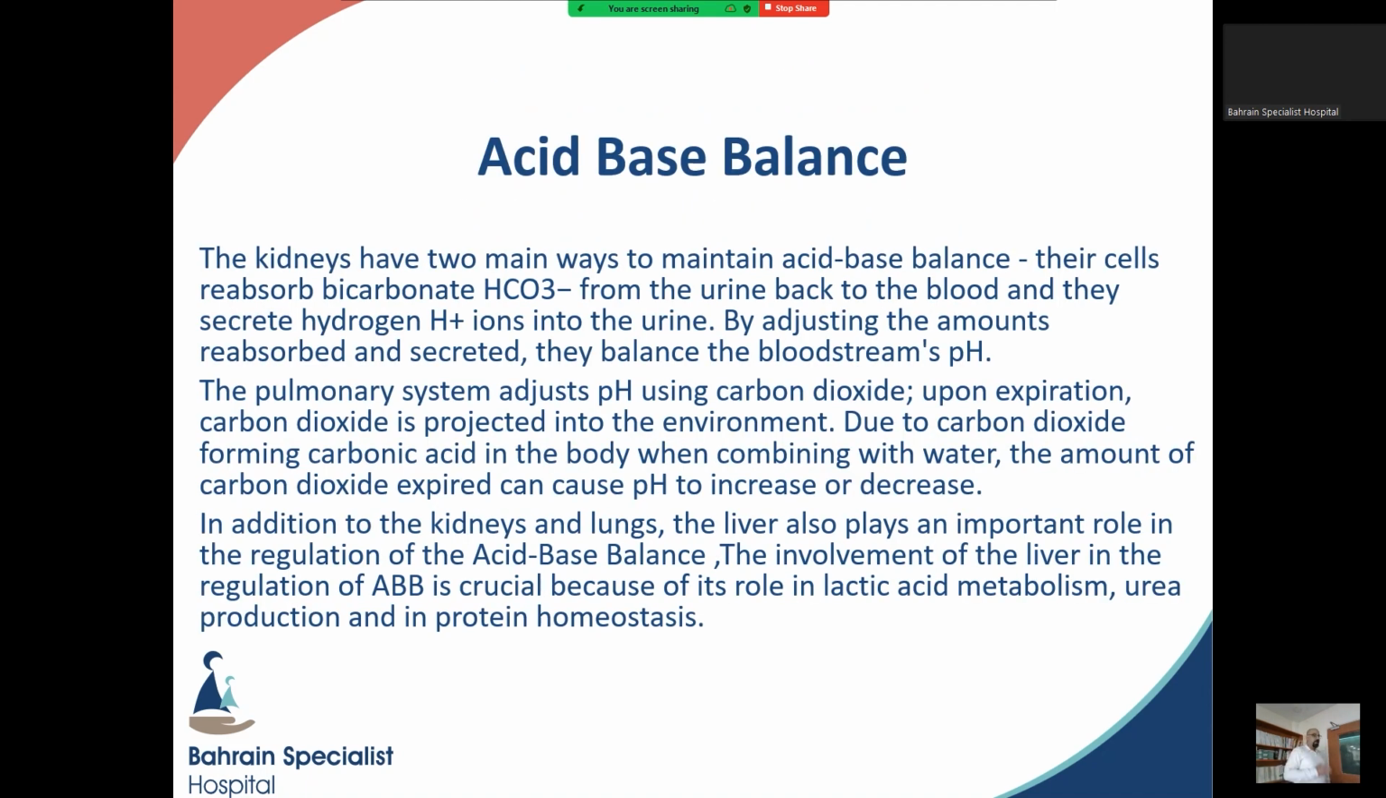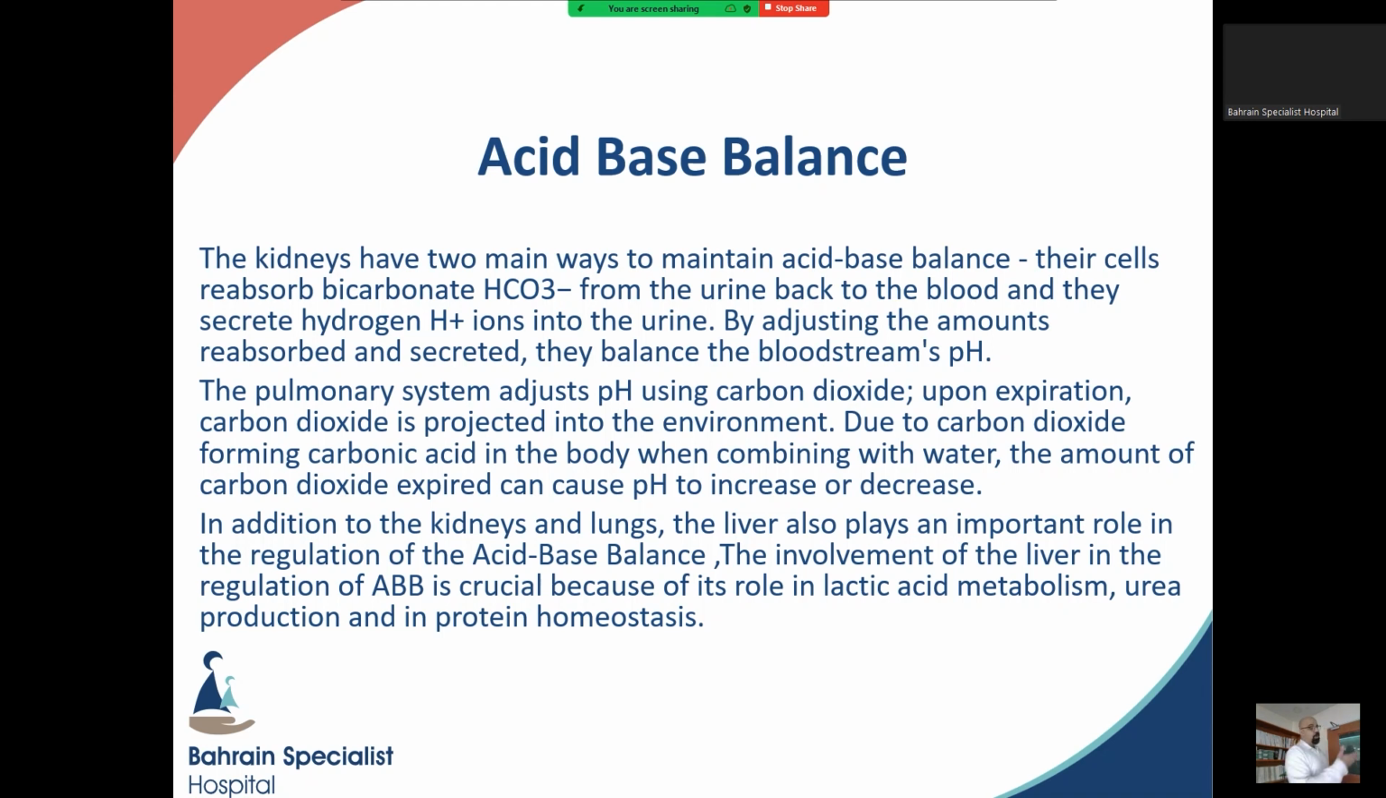How? The kidneys have two main ways to maintain acid-base balance. Their cells reabsorb bicarbonate from the urine back to the blood, and they secrete hydrogen ions into the urine. By adjusting the amounts of reabsorbed and secreted HCO3 and H+, they balance the bloodstream's pH.